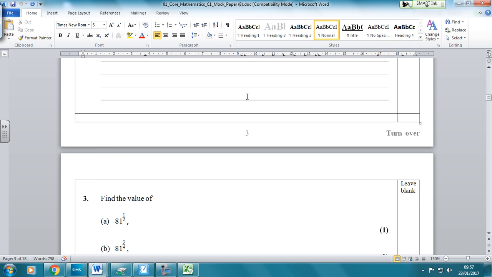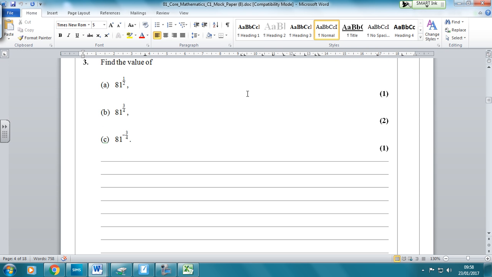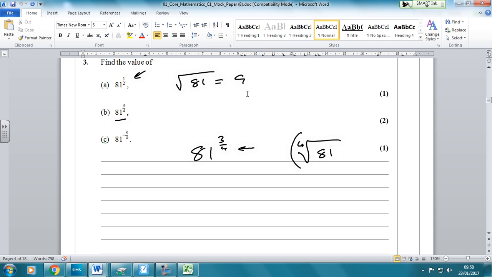Okay, question 3. Now they're not going to penalise you if you don't put plus and minus here, but the power of a half means the square root, so that's going to be the square root of 81, which is 9. Now if we've got 81 to the power of 3 over 4, whenever we've got a fractional power, the first thing we do is we deal with the bottom. Now the bottom means the root, so that's going to be the 4th root of 81, and whatever that is, then going to cube it.